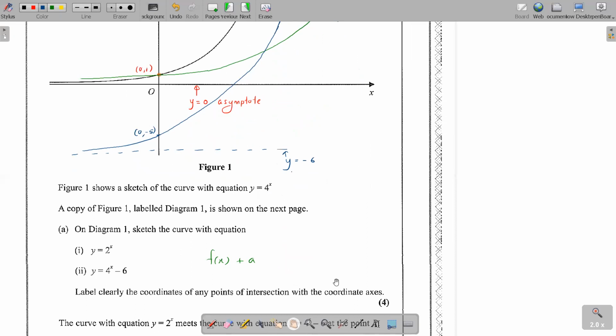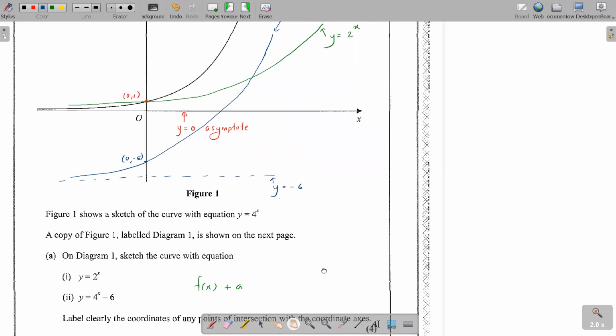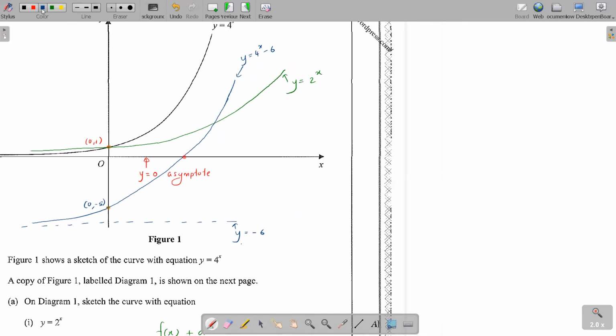Okay. Then after that, label clearly the coordinates of any point of intersection with the coordinate axes. So we are not done yet, because they ask us to clearly mark the coordinates of any points of intersection with the coordinate axes. For the 2 to the power x graph, we marked that. For 4 to the power x minus 6, I've marked this point, that's okay, but I have another point to find here: the place where that graph cuts the x-axis.